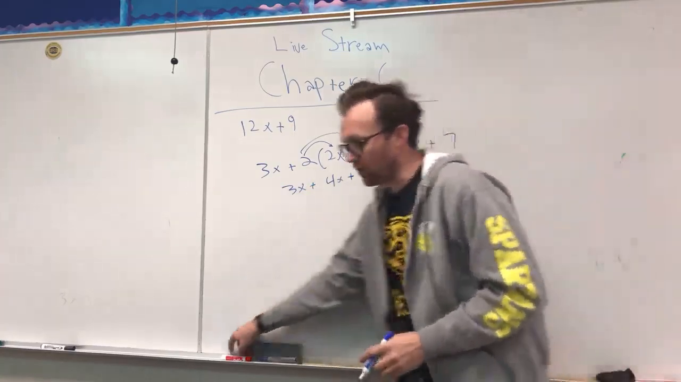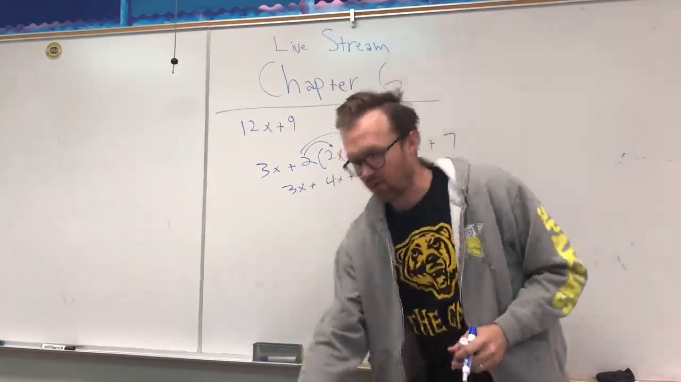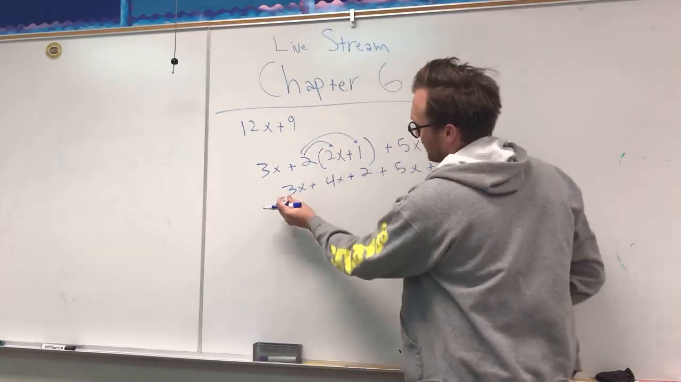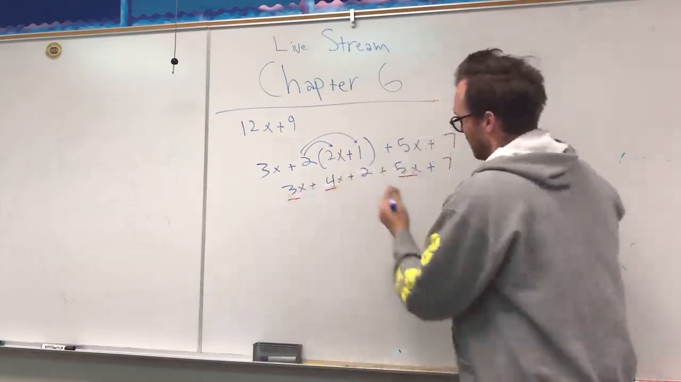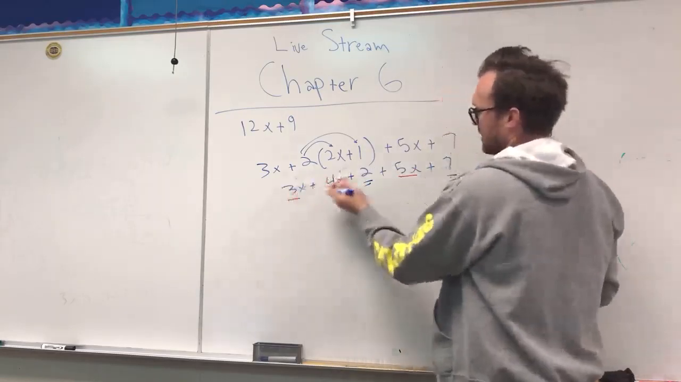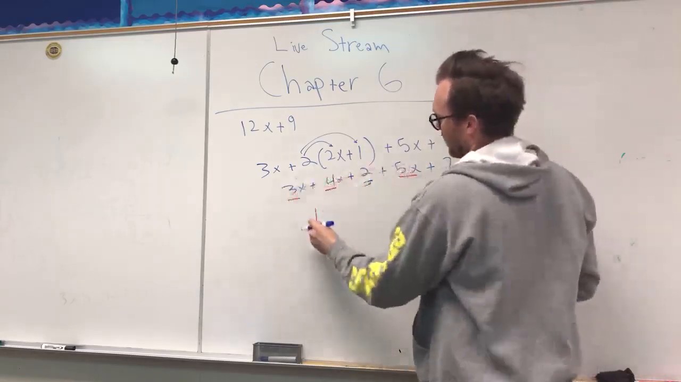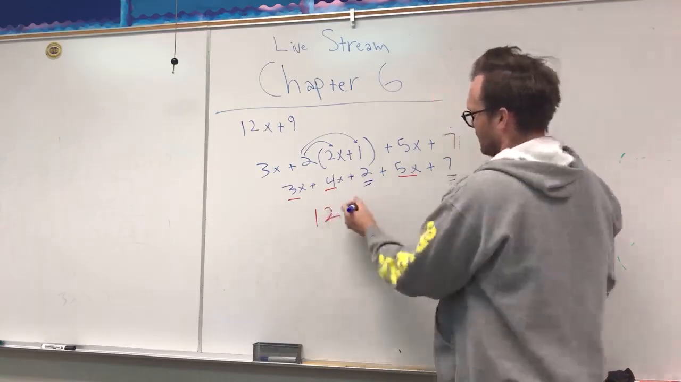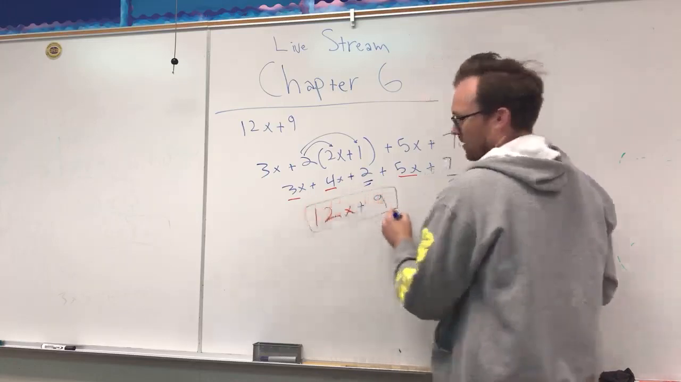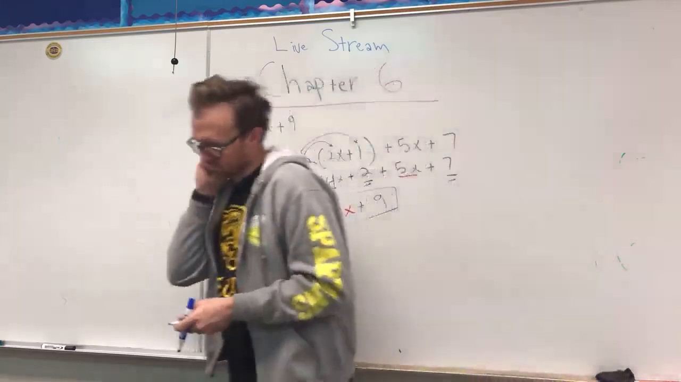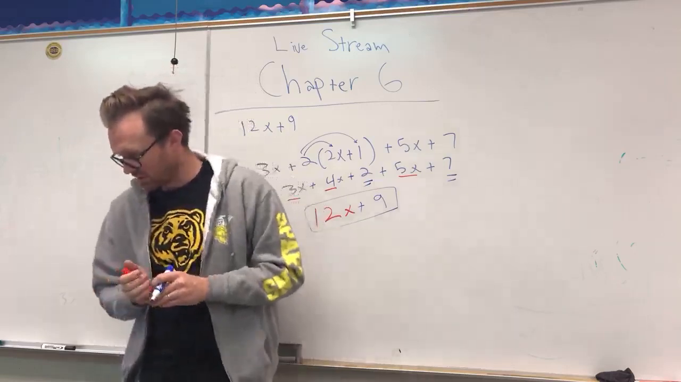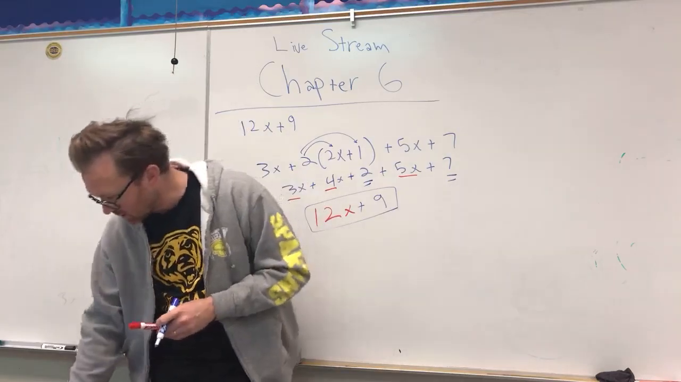Now, at this point, we only add the things that are alike. You want to add all of the x's, then you want to add all of the 1's separately. So here are all of the x's, and here are all of the 1's. 3, 4, 5, 6, 7, 8, 9, 10, 11, 12 makes 12x. And 2 plus 7 makes 9. Okay? Serenity, does that make sense?